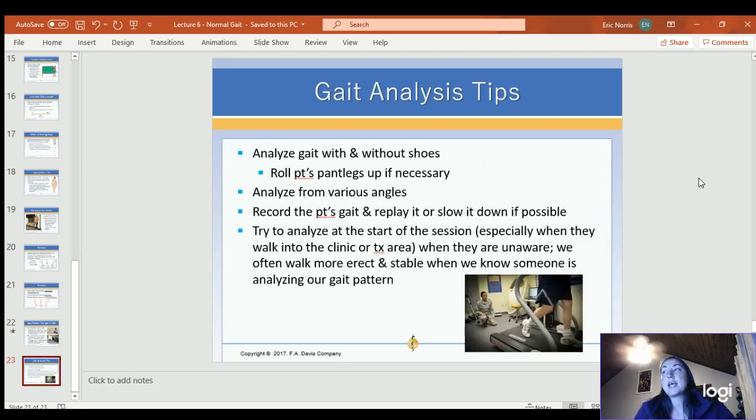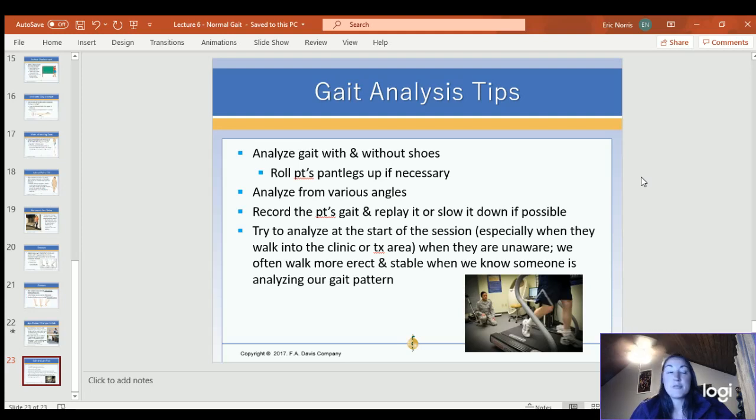Okay, and our last slide, quick little play closet today, is some tips for gait analysis. So definitely analyze with the shoes on as well as without the shoes. Oftentimes the shoes will be built up in a certain pattern based on the way they've been wearing them, or if they have special orthotic inserts that will help normalize their gait pattern. So you want to watch how they're walking with the shoes on and with them off.